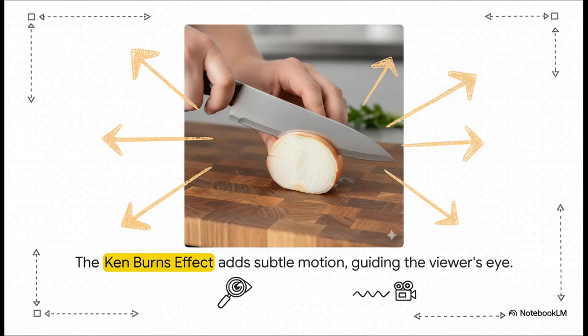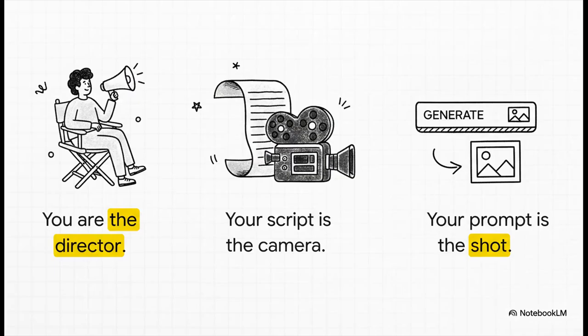See that? That slow, subtle motion, that's the Ken Burns effect. It's such a simple technique, but it completely transforms a static picture into a dynamic scene. It guides your eye and makes the whole experience way more engaging by really focusing your attention on the important details. So when you put it all together, what does this all mean?